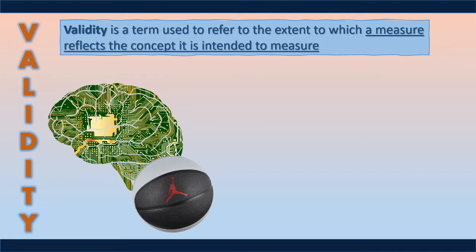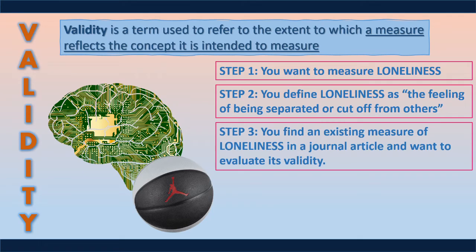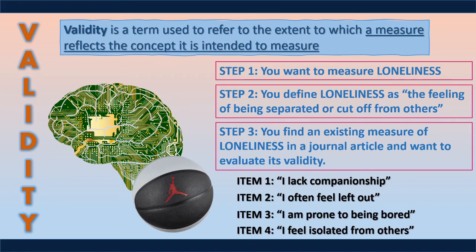Let's do a very short activity on validity. What if I told you that I was working on a study of loneliness and I needed to find a measure of it? I conceptualize or define loneliness as the feeling of being cut off or separated from others. I then found a 4-item measure in a journal article published by Carol Rusbolt in 1998 on Google Scholar. The 4 items used to assess loneliness are: I lack companionship, I often feel left out, I am prone to being bored, and I feel isolated from others.